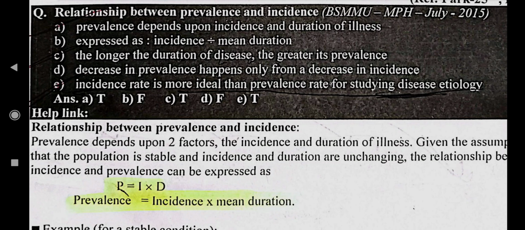Relationship between prevalence and incidence. True answer: prevalence depends upon incidence and duration of illness. The longer the duration of disease, the greater its prevalence. Incidence rate is more ideal than prevalence rate for studying disease etiology. False answer: expressed as incidence divided by mean duration. Decrease in prevalence happens only from a decrease in incidence.